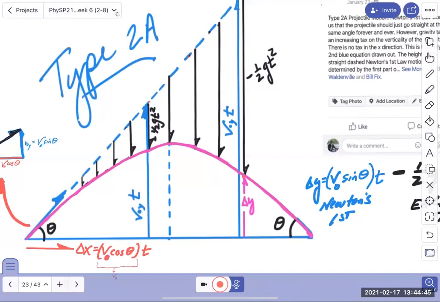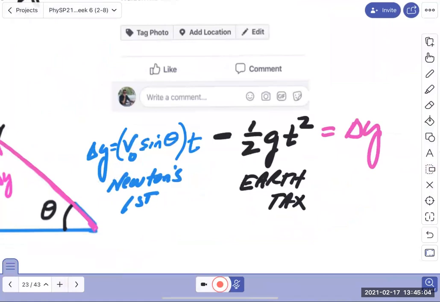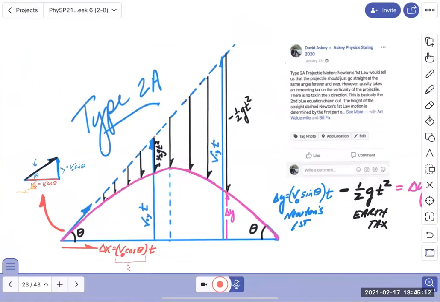That's the part that's changing. Now we can drill down further than that, because on the blue part, it's the second blue equation we're talking about. We're talking about it through time, right? We need time, we need delta Y, therefore it has to be the second blue. The second blue equation is actually a combination of Newton's first law fighting the tax, the earth tax. Okay, so the Newton's first law part of the second blue equation is this blue arrow.